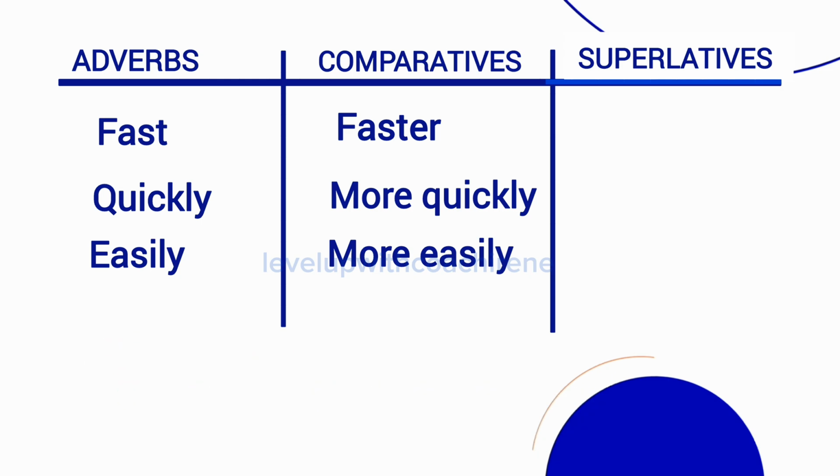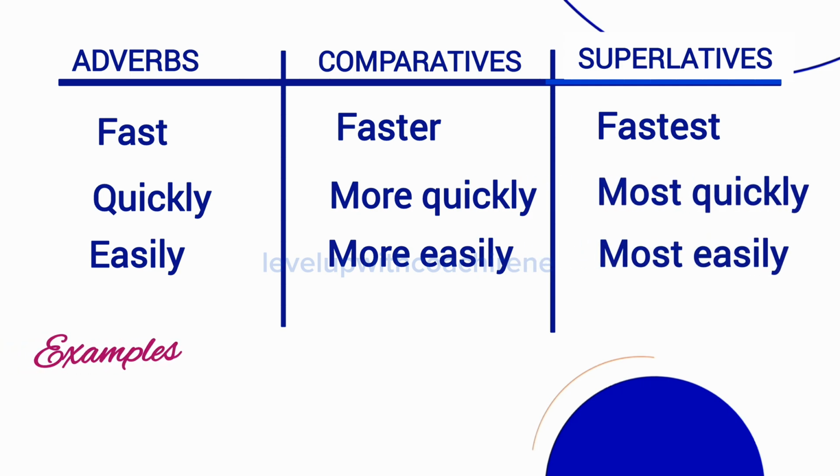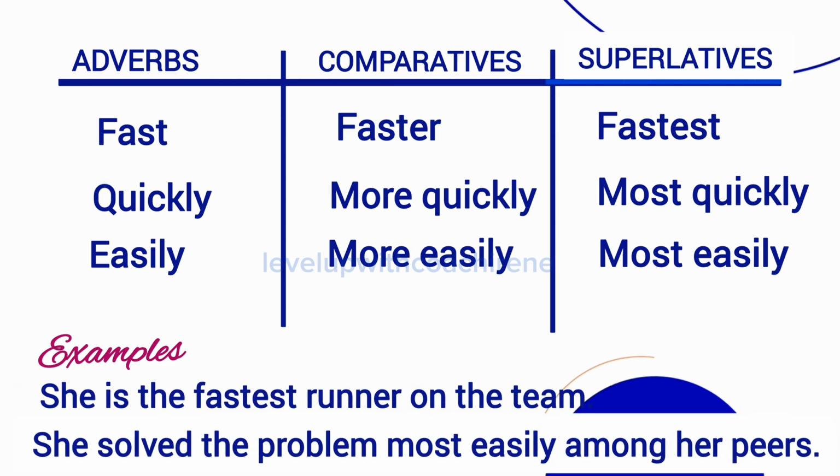Superlative adverbs are used to compare three or more actions and typically end in est or use most before the adverb. Examples: fast, fastest, quickly, most quickly, easily, most easily. Examples include: she is the fastest runner on the team. She solved the problem most easily among her peers.